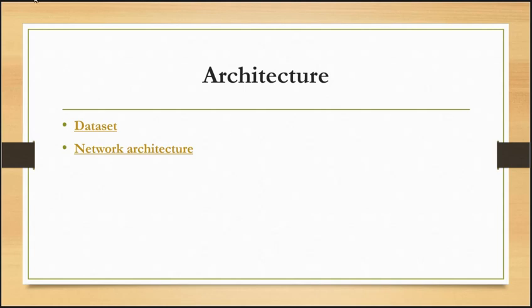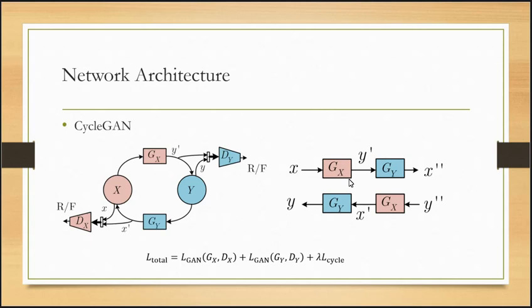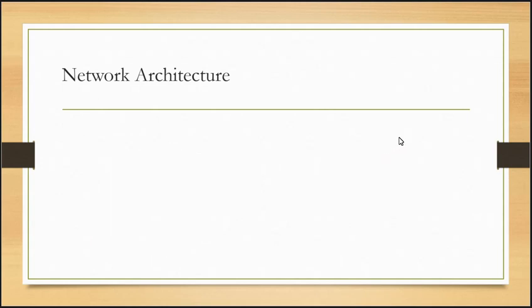Hi everyone, I'm Ziying, and it's my turn to introduce our network architecture. So the basic architecture is a CycleGAN. As you can see in the slide, the CycleGAN has two competing parts. Each part has a generator and a discriminator, and the total loss for the CycleGAN consists of two GAN adversarial losses and one cycle consistency loss.